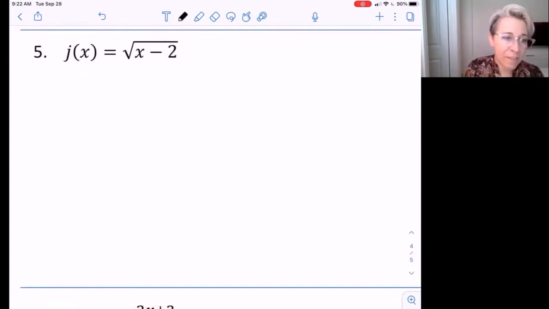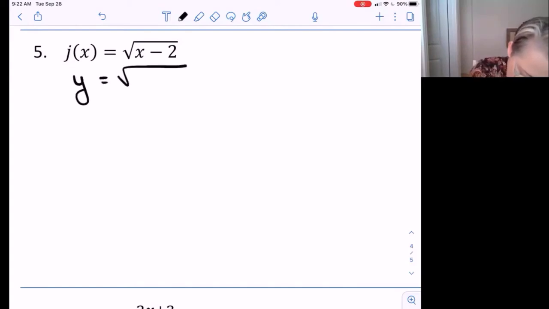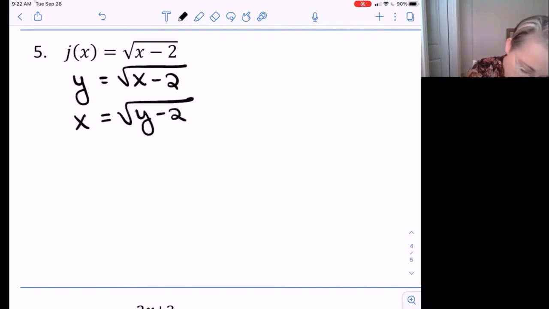The next example, we have the function j of x equals the square root of x minus 2. We're going to write that j of x as a y value, and then change all the y's to x's and all of the x's to y's.